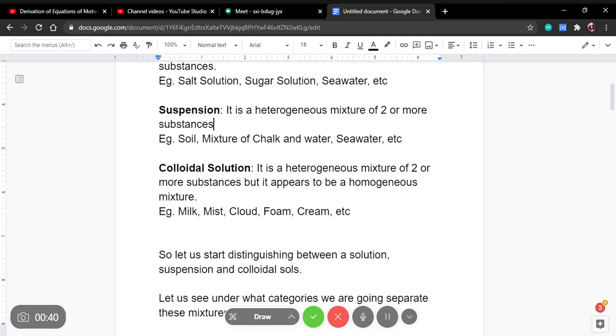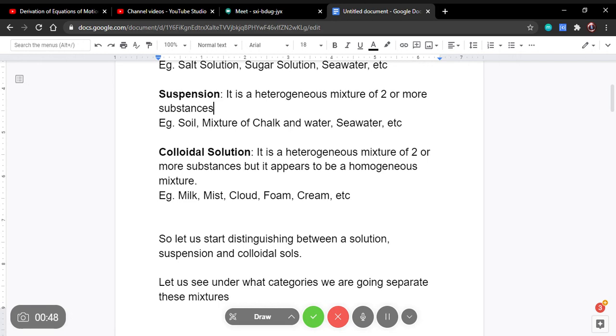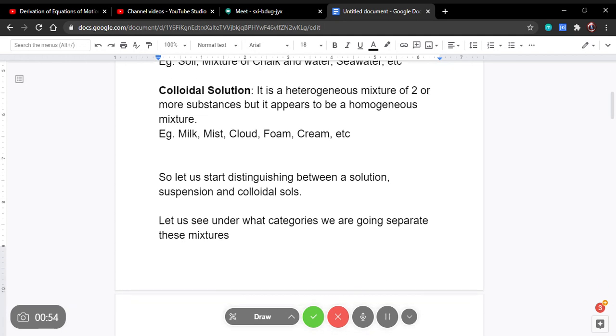A colloidal solution is a heterogeneous mixture of two or more substances, but it appears to be a homogeneous mixture. This is actually really interesting. Examples of colloidal solution include milk, mist, cloud, foam, cream, etc. There are many examples of colloidal solution.